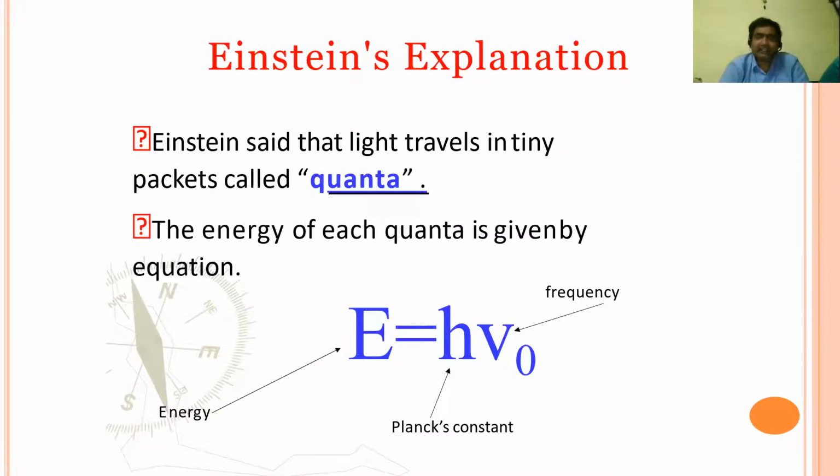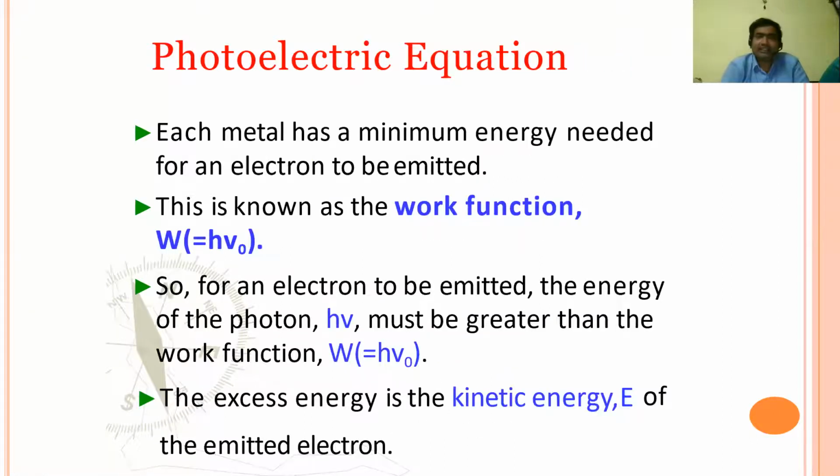Einstein successfully explained this photoelectric effect on the basis of Max Planck's idea of quanta or photons. According to Max Planck, radiation consists of tiny particles called photons having energy equal to h nu, where E is the energy of the photon, h is Planck's constant and nu is the frequency of the radiation. Each metal has a minimum energy needed for an electron to be emitted. This is known as work function.